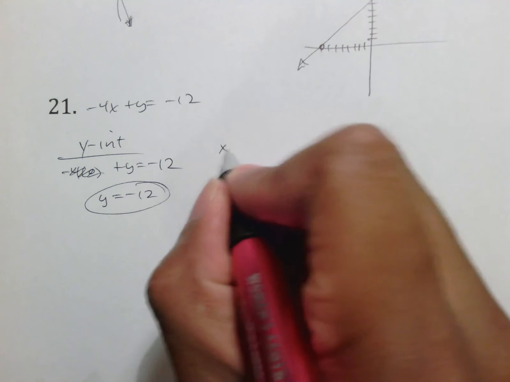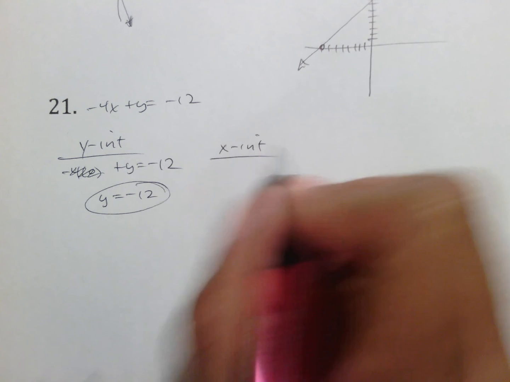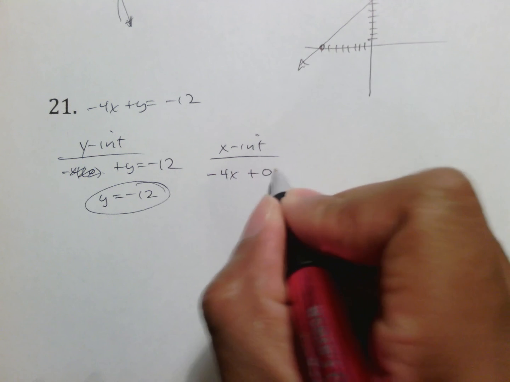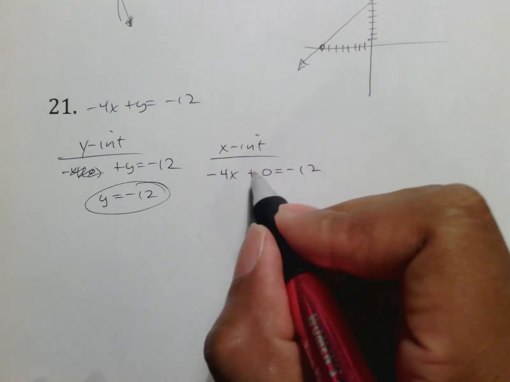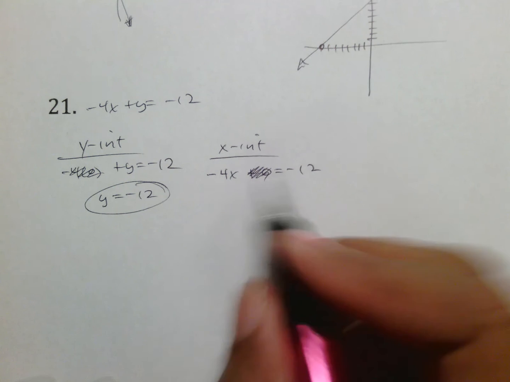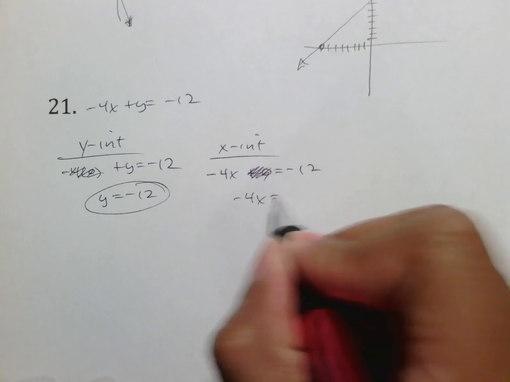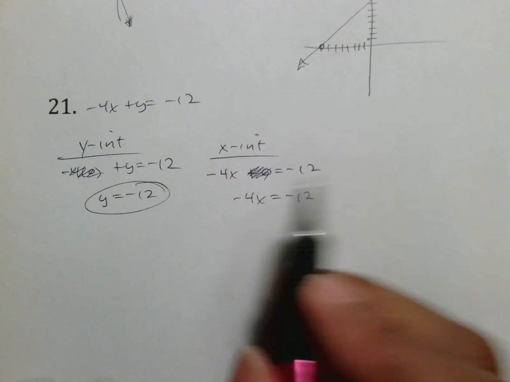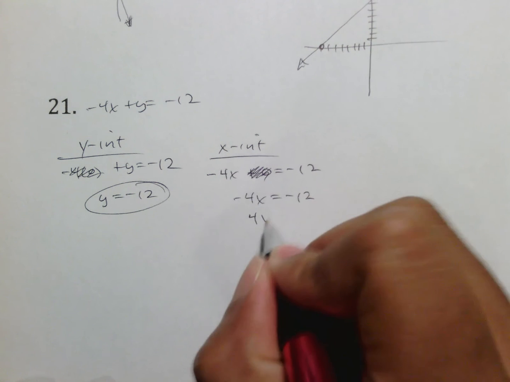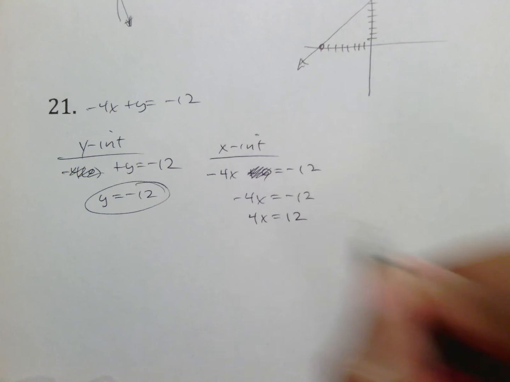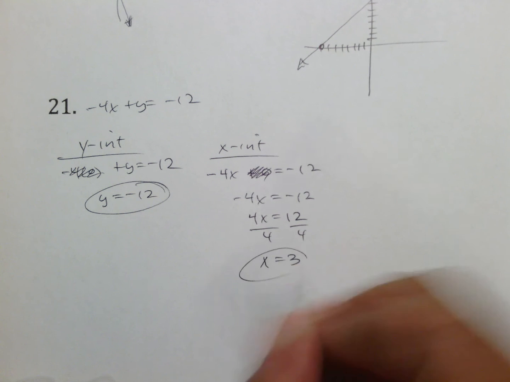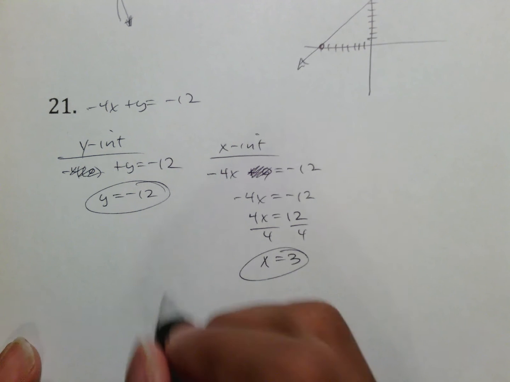Then I have to find the second one. X-intercept means plug 0 in for y, so -4x plus 0 equals -12. Getting rid of that plus 0 means all we have left is -4x equals -12. Again, whenever I have a negative, I just flip both sides. So this turns into positive 4x, which of course makes this a positive 12. Dividing both sides by 4, we end up with x equals 3.